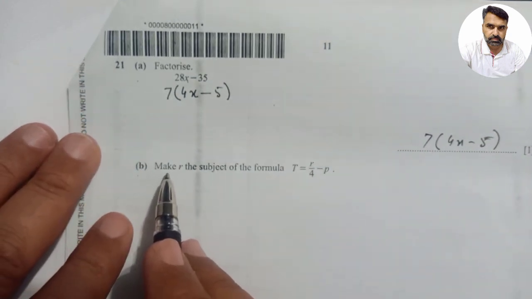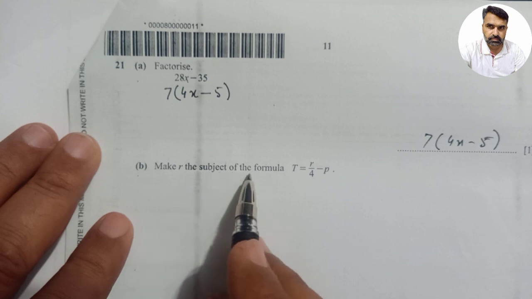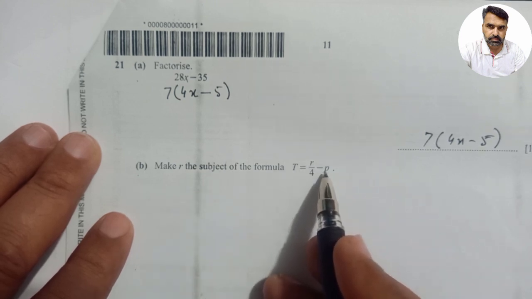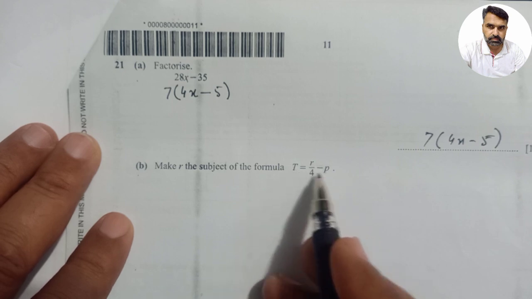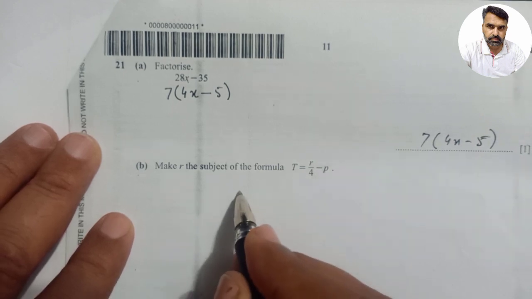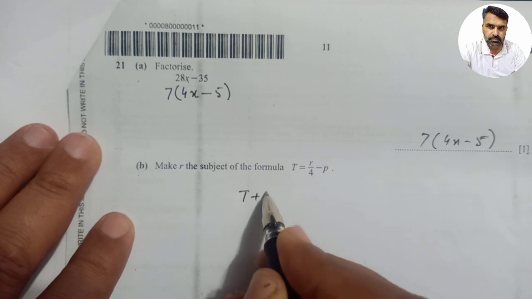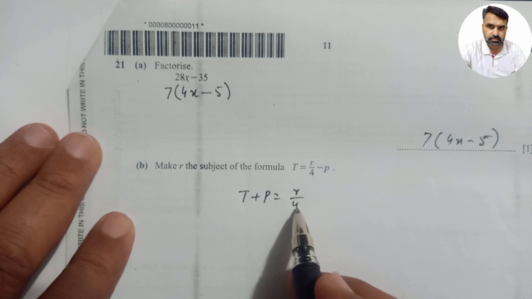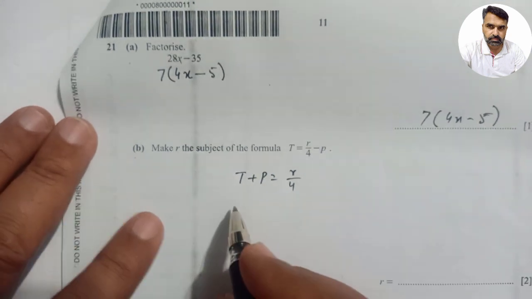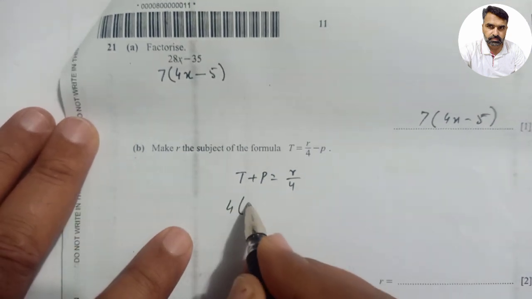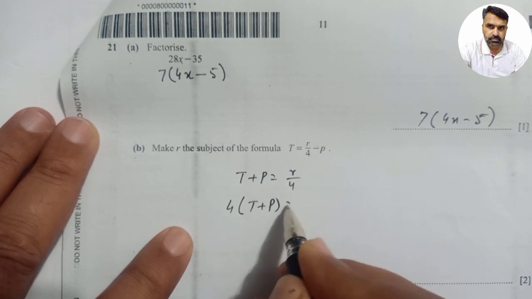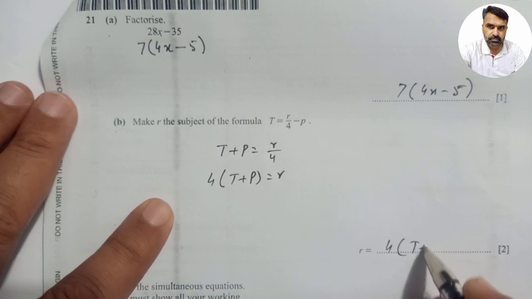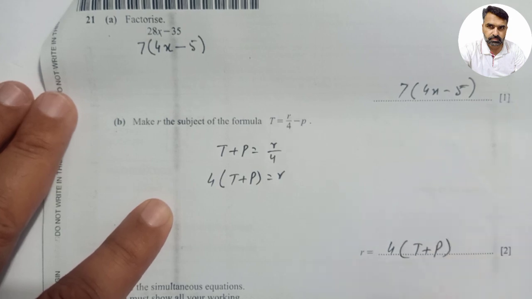And B part, make R the subject of the formula T is equal to R by 4 minus P. So students, first we will transfer P to the left side and it will become plus. So it is T plus P is equal to R by 4, and 4 is dividing on the right side. When we transfer it to the other side, it will multiply, and is written as 4 into T plus P is equal to R. So R is equal to 4 into T plus P, or you can write 4T plus 4P.